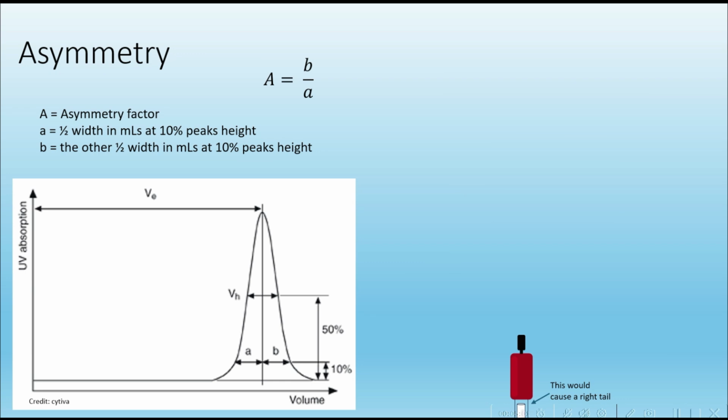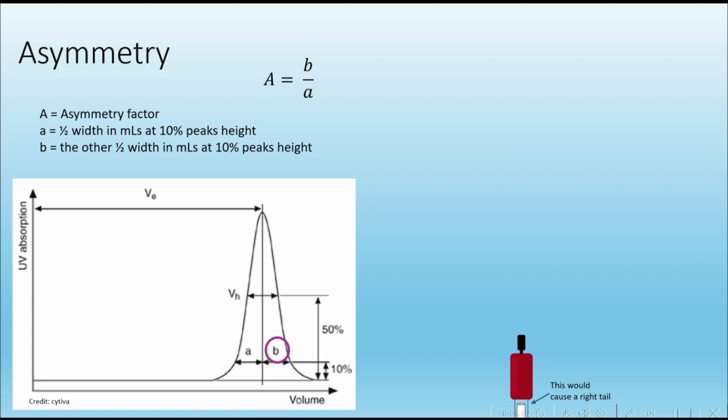Asymmetry is also very important, as it is a measure of how close the peak is to the ideal Gaussian shape. Asymmetry is calculated using this equation, where A and B are half the width at 10% the peak height.